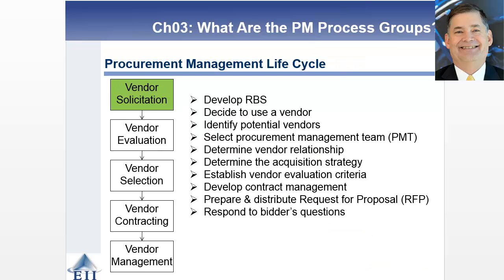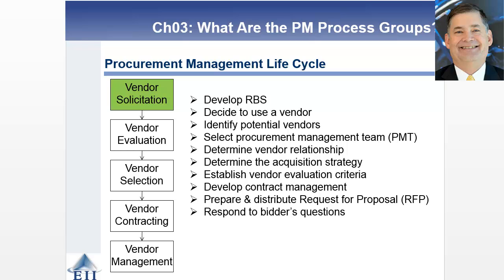So the vendor solicitation, internally you're going to have to develop your requirements breakdown structure. You actually got to decide that you are going to use a vendor and identify potential vendors that can participate. Often this is done for you as you have a public-facing site where contracts and requests for proposals can be placed, or requests for bids can be placed. Internally, you're going to figure out how you're going to manage all of this and what criteria you're going to use to evaluate the different submissions by different vendors.